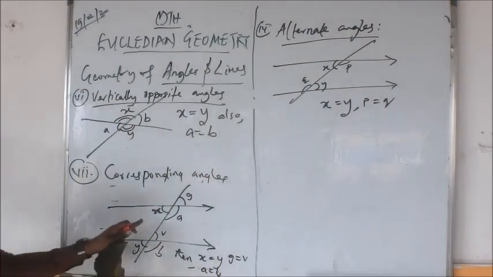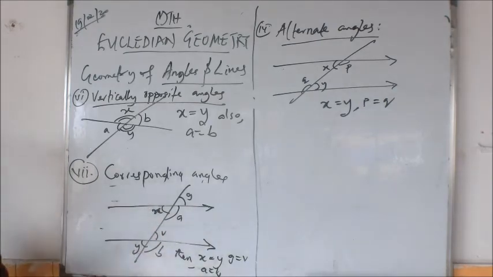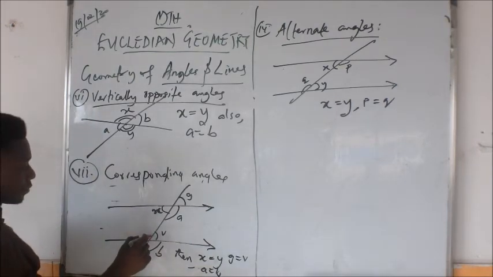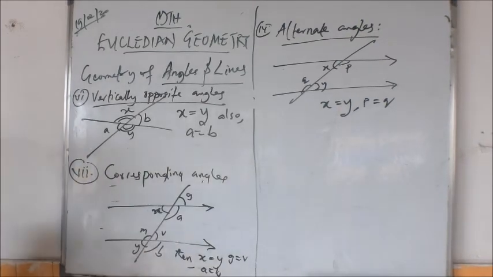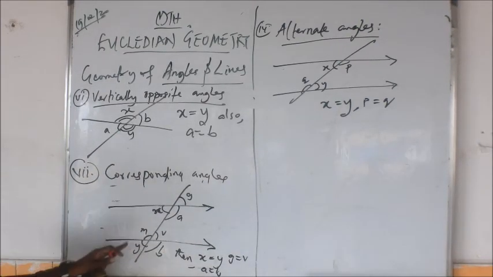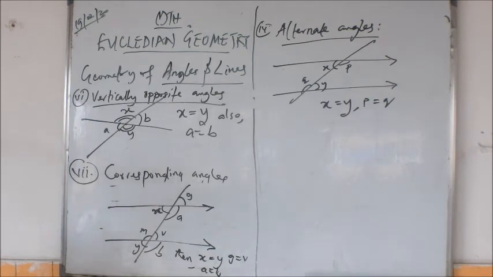So here, what are my alternate angles? From here, what are my alternate angles? X and V, thank you. And then if I have maybe M here, what's my alternate angle here? A and M. Is that taken? So please, let's look out for this.